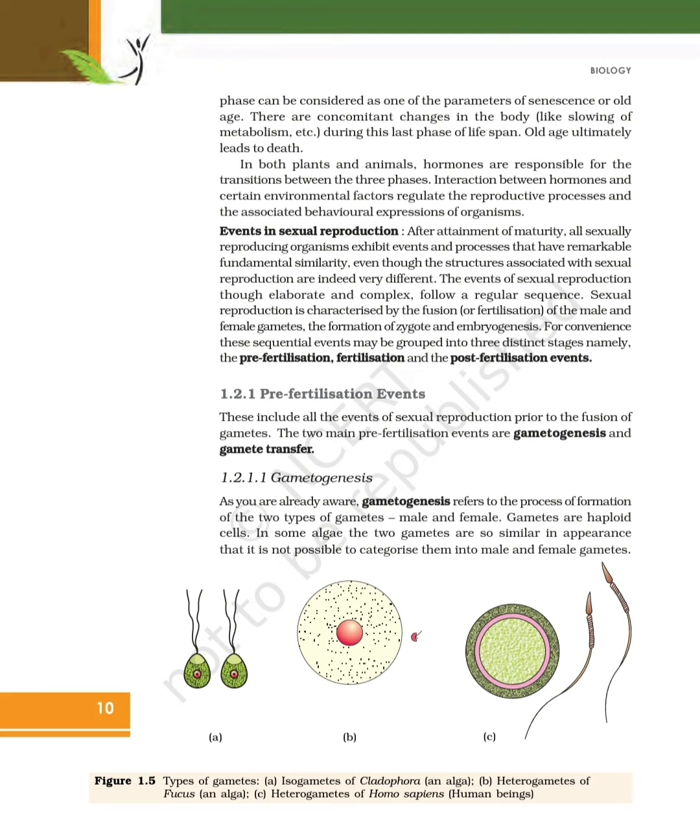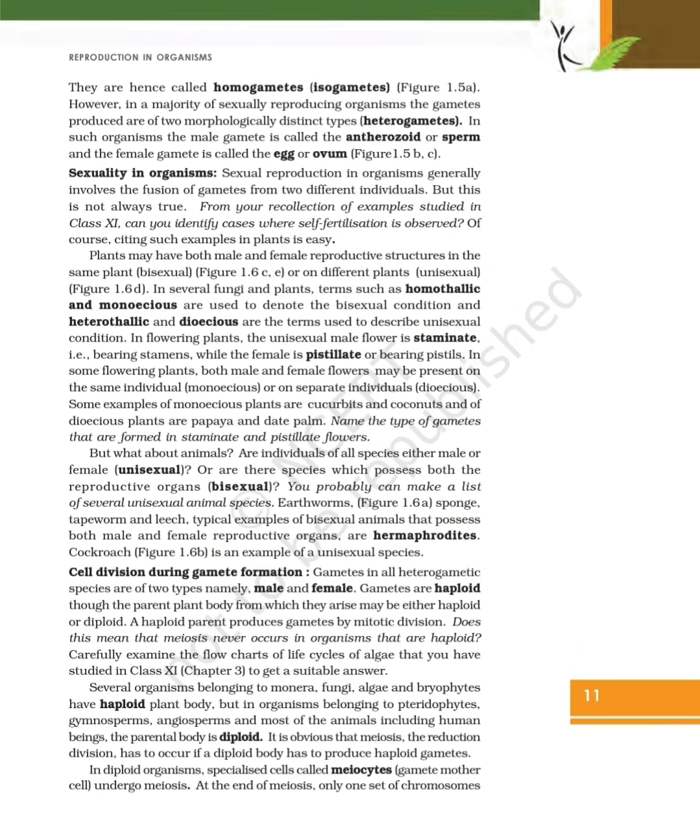First of all, gametogenesis. As you are already aware, gametogenesis refers to the process of formation of these two types of gametes, that is, male and female. Gametes are haploid cells. In some algae, the two gametes are so similar in appearance that it is not possible to categorize them into male and female gametes. They are hence called homogametes, or we can call them isogametes.